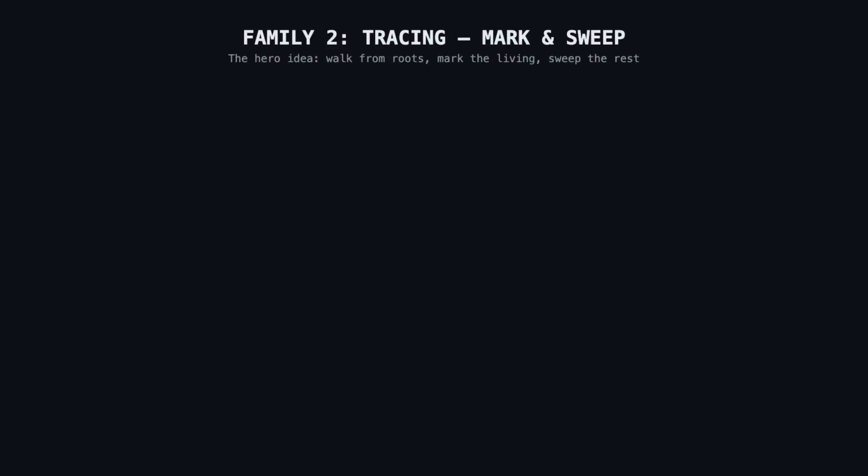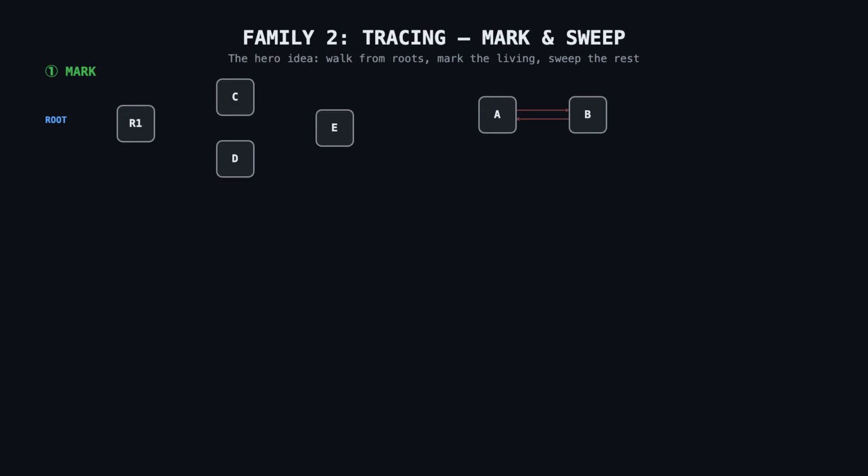The second approach is tracing, and the classic form is mark and sweep. Instead of counting references as they change, tracing periodically asks one question. Starting from the roots, what can I actually reach? The mark phase walks the object graph from the roots and marks every object it visits as alive. The sweep phase then goes through all of memory and reclaims anything that wasn't marked.